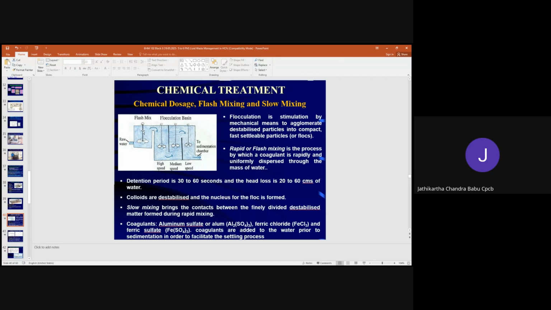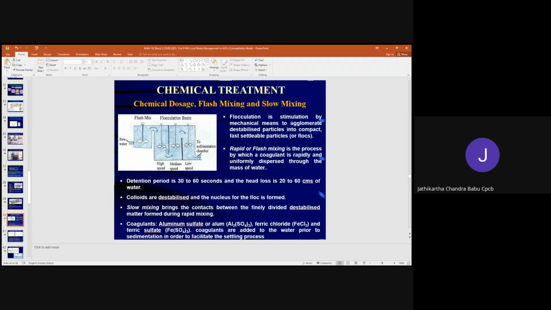Here, the flocculants are generally added. The detention time is a minimum of 30 to 60 seconds. Here, the chemicals are dosed, like ferric chloride and lime or caustic soda. The flash mixing is done fast, then it will go for slow mixing in the process.